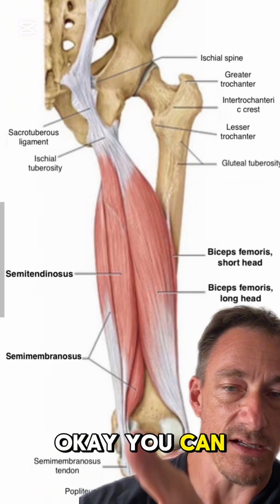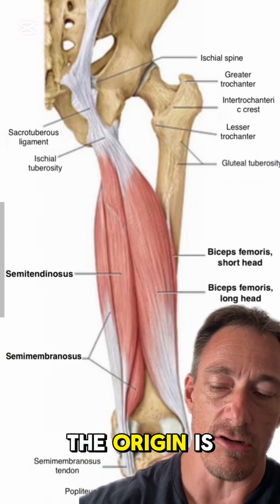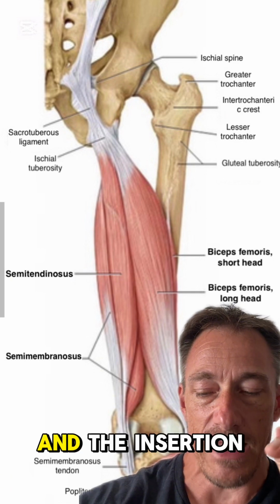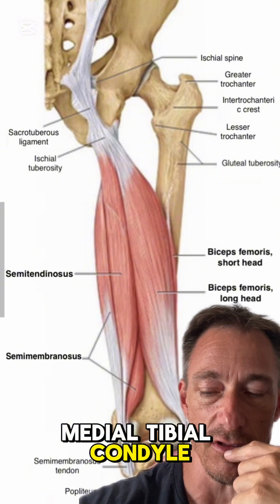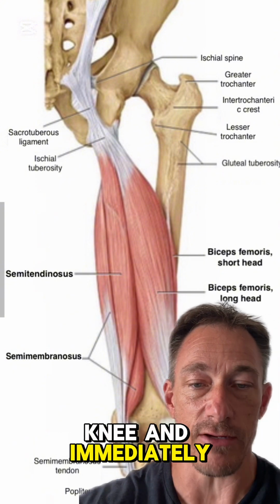Semimembranosus. You can see that here and here, it's pointing to two regions. The origin is the ischial tuberosity of the femur, and the insertion is the posterior surface of the medial tibial condyle. It extends the hip, it flexes the knee, and it medially rotates the leg.